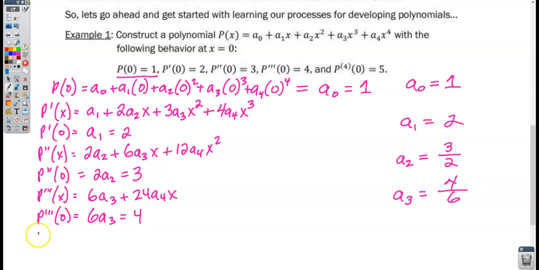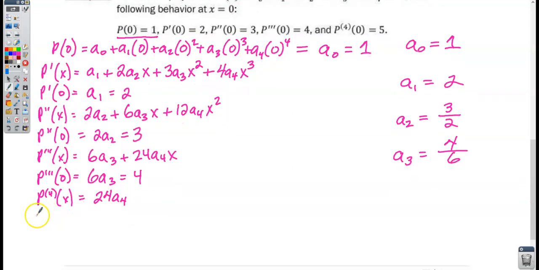And then we're going to take the fourth derivative. I'm exhausted from all these derivatives. And we get that the fourth derivative is 24a sub 4. And so the fourth derivative at 0 is going to be 24a sub 4. We want that to be equal to 5. And so a sub 4 is equal to 5 over 24.